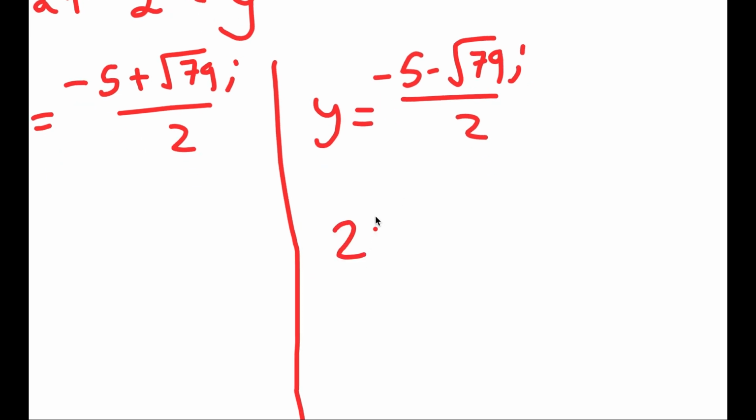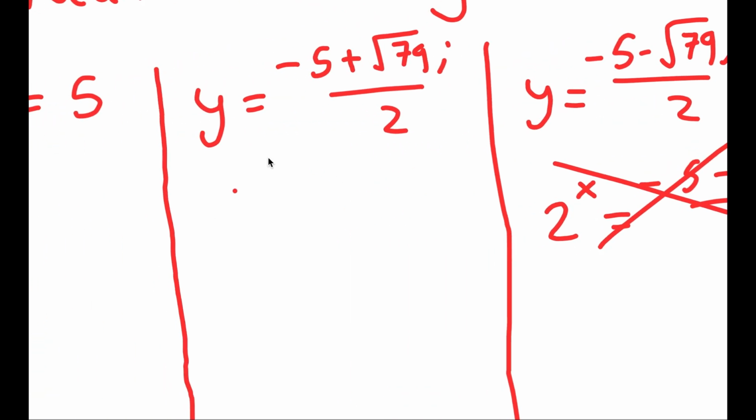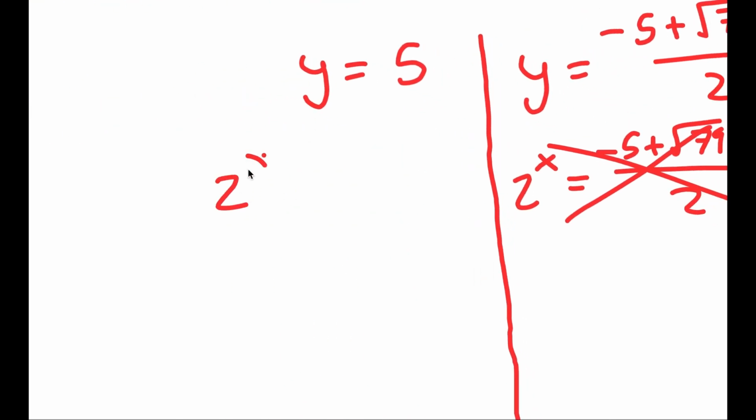So to start, I have 2 to the power of x is equal to negative 5 minus the square root of 79i over 2. Well, we can't take the power of a real number and make it equal to an imaginary number. So there's no solution for this. And this actually goes for the same for this as well. This is the same thing, besides we have a plus square root of 79. We can't take the power of a real number and make it equal to an imaginary number. So there's no actual solution for this. So this just leaves 2 to the power of x is equal to 5.